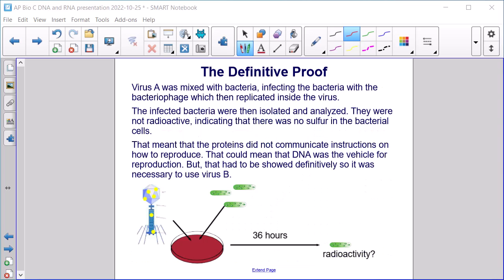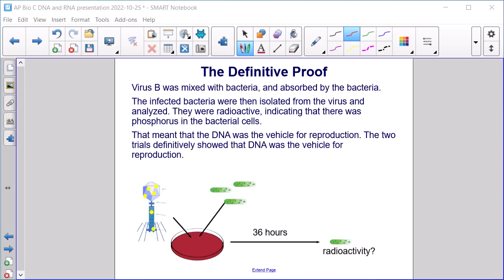Virus A was mixed with bacteria, infecting the bacteria with the bacteriophage, which then replicated inside the bacteria. The infected bacteria were then isolated and analyzed. They were not radioactive, indicating that there was no sulfur in the bacterial cells. That meant that the proteins did not communicate instructions on how to reproduce. That could mean that DNA was the vehicle for reproduction, but that had to be shown definitively, so it was necessary to use virus B.